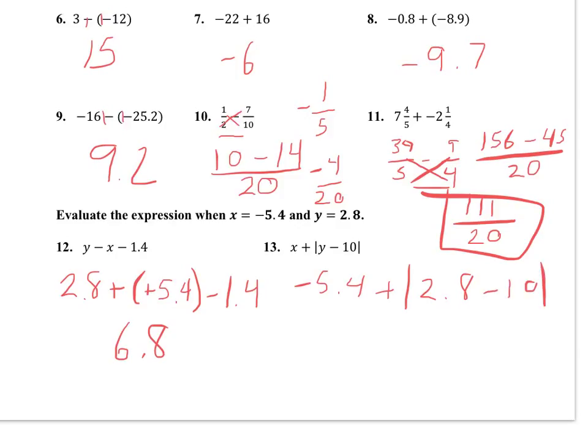minus 10. This one I think I can kind of do a little bit. Plus that should be 7.2, excuse me, negative 7.2, which changes to a positive 7.2. Negative 5.4 plus 7.2 like that. Is that 1.8? I think that's right. Yeah, 1.8.